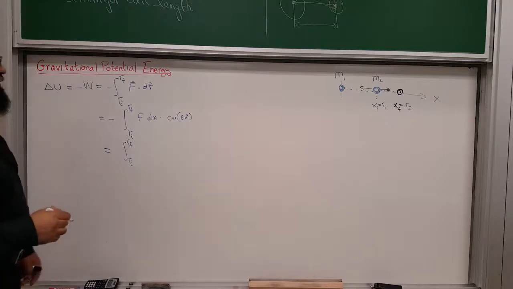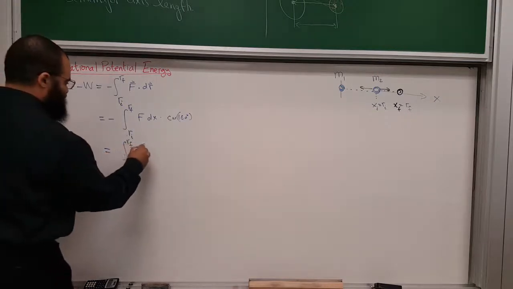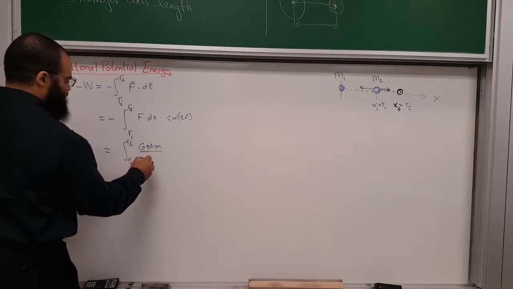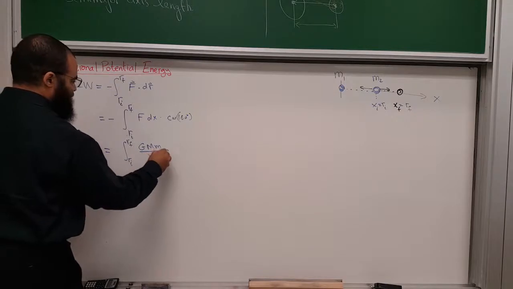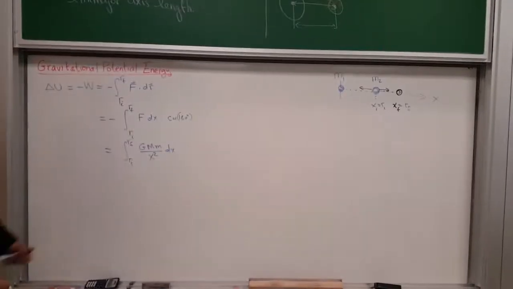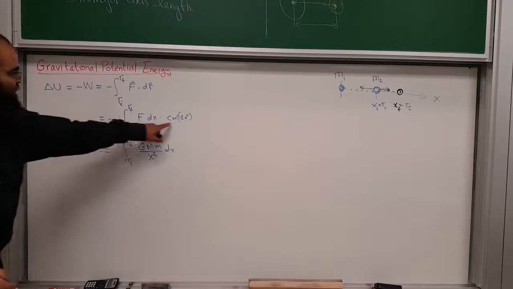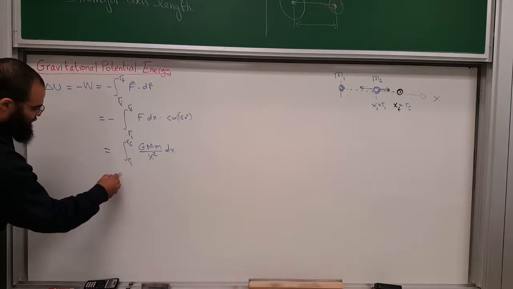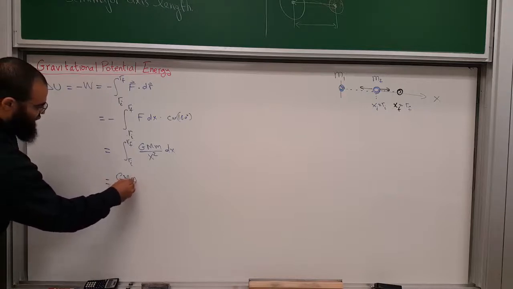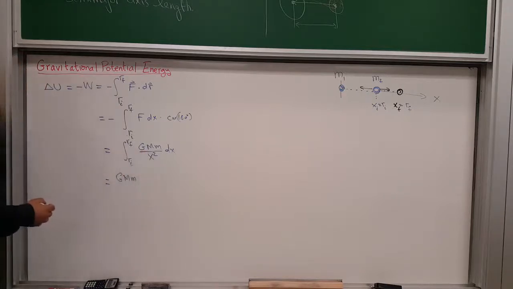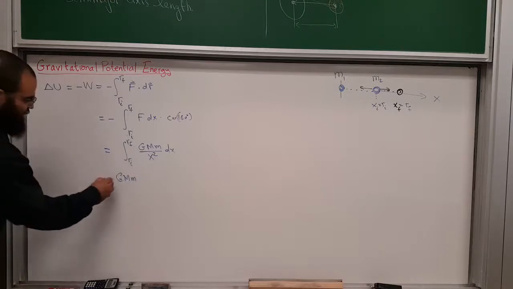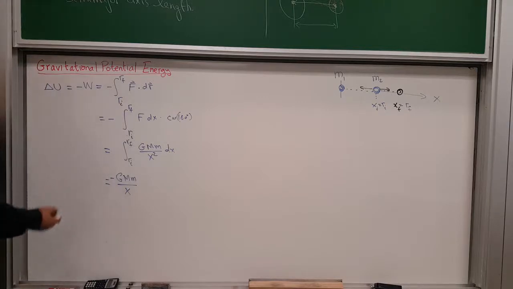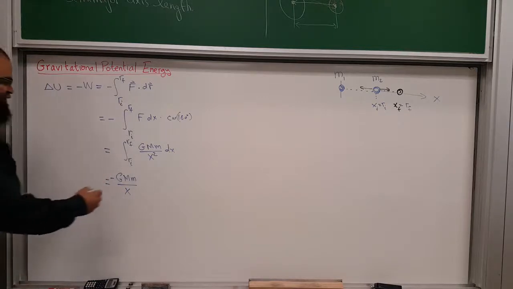Now, what is the force? The force between them is capital G times capital M times little m divided by the separation between them squared, that's x squared, and then dx. The fact that the force points left, I took care of already with this cosine of 180. What's the integral of 1 over x squared? It would be negative 1 over x. You can take the derivative and verify that it gives you 1 over x squared.